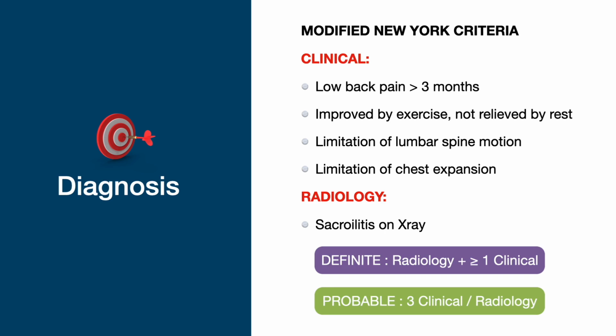Among the radiological criteria in the modified New York criteria is the sacroiliitis, which is seen on X-ray. So diagnosis is made as a definite ankylosing spondylitis if the radiological criterion is present plus at least one clinical criterion. A probable ankylosing spondylitis diagnosis is made if 3 clinical criteria are present alone or if the radiological criterion is present but no clinical criteria are present.